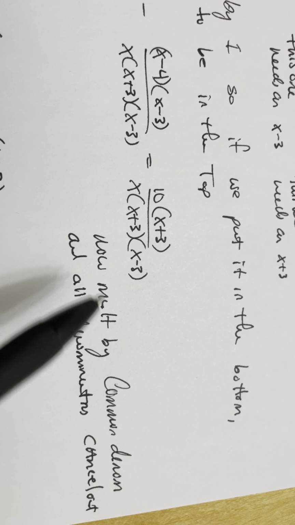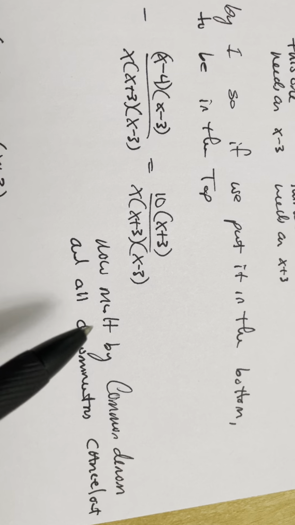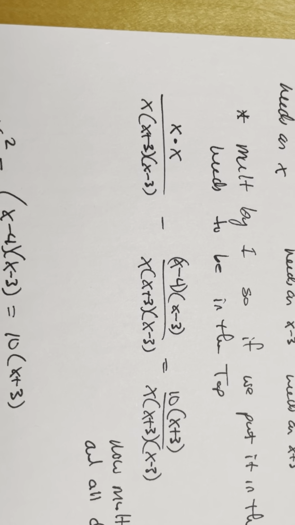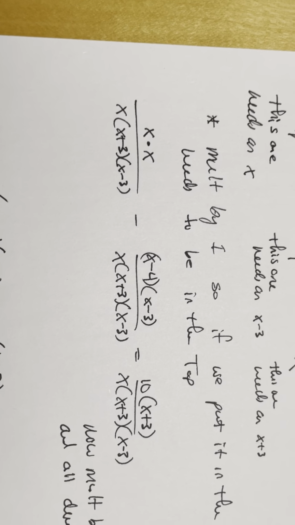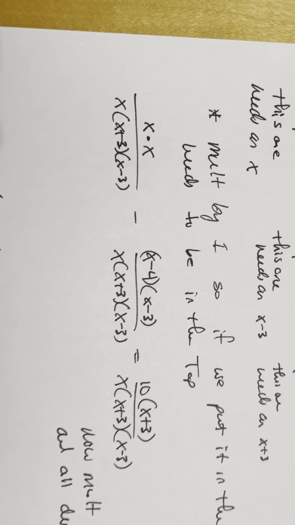Okay. Now, multiply by the common denominator and all denominators will cancel out. In other words, over here, I'm going to have x times x plus 3 times x minus 3. But I put the entire side in parentheses, and it's going to distribute to both parts. And so this is going to be presented here, this is going to be presented here, and what happens is your denominators all cancel out.